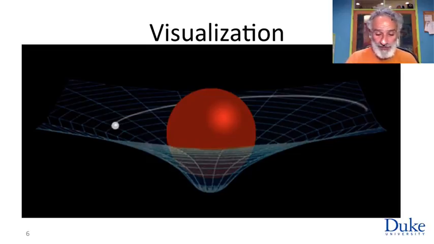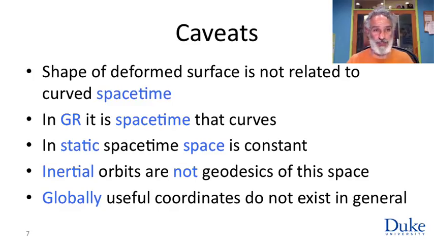A few caveats to taking this picture too seriously. First of all, the shape of that deformed surface, the rubber sheet, is not related to curved spacetime. I'll describe the curved spacetime in a minute.